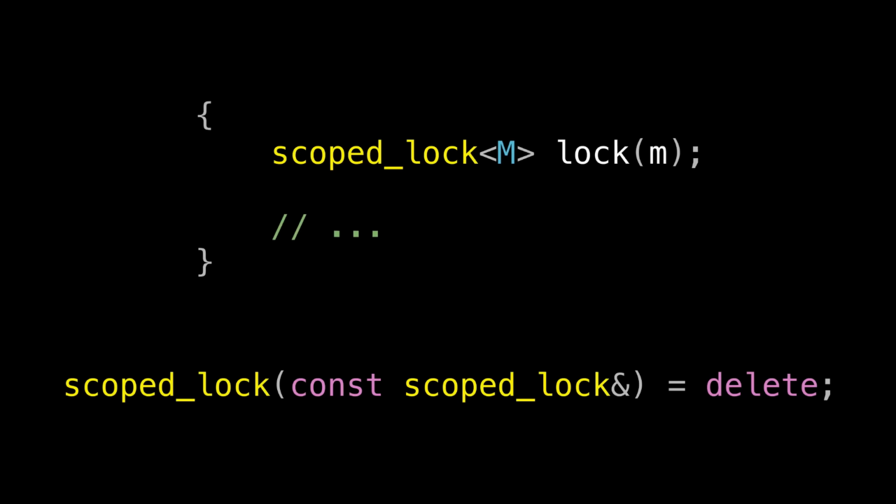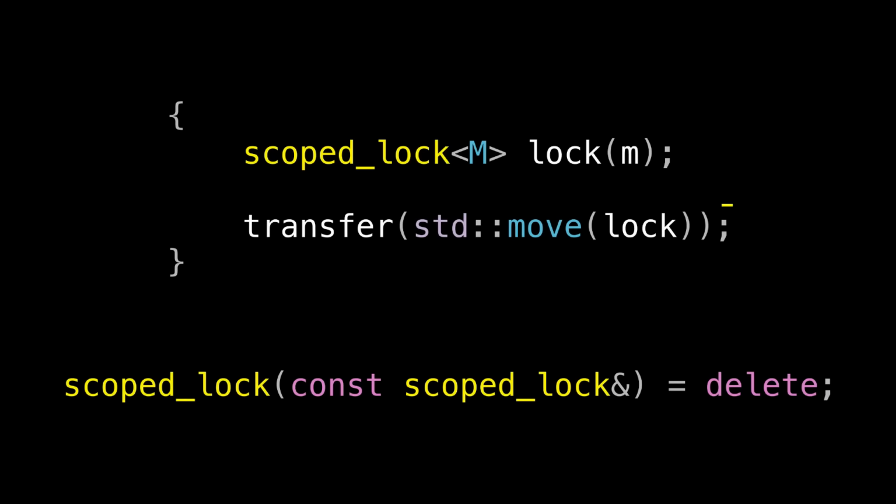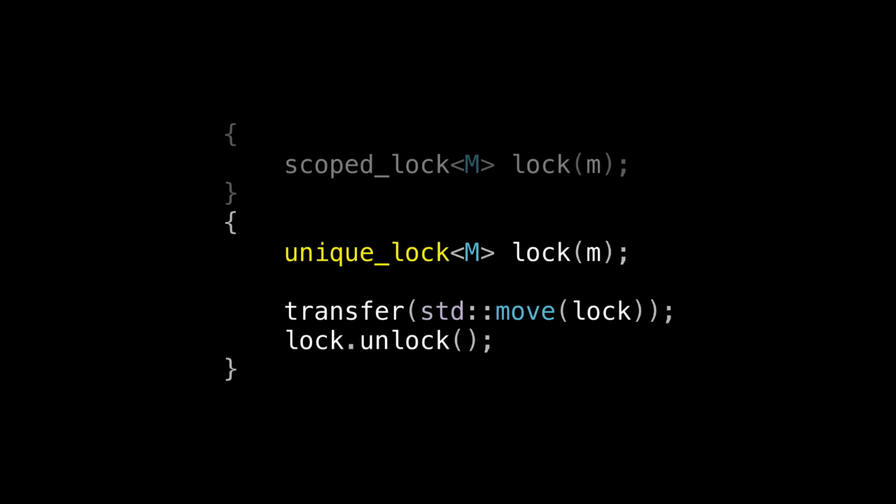So your scoped lock is nailed down to wherever you first create it. There's no way to transfer the holding of this lock to another scope. Instead, if we want to move where we're holding the lock, there's another type called unique lock that does support move. But look what else it supports. It also supports unlocking. So this type has a weaker invariant than scoped lock. When you have a unique lock, you may or may not have a mutex locked.